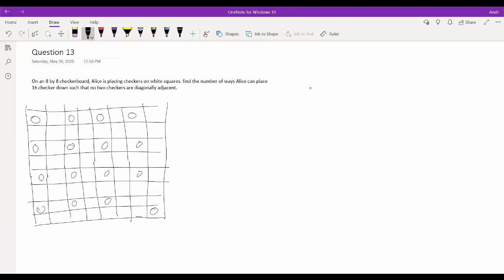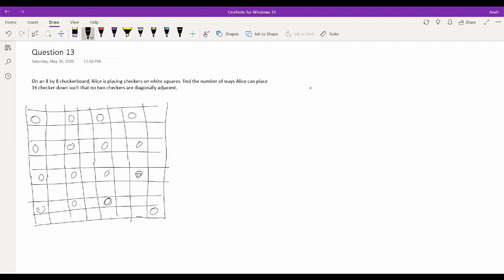So now, which ones can we move over? We can move over the one above the bottom right one right here, we can move that diagonally below it, or the one to the left of the very bottom right checker, we can move this one. All right, so we can kind of see a pattern here, right?